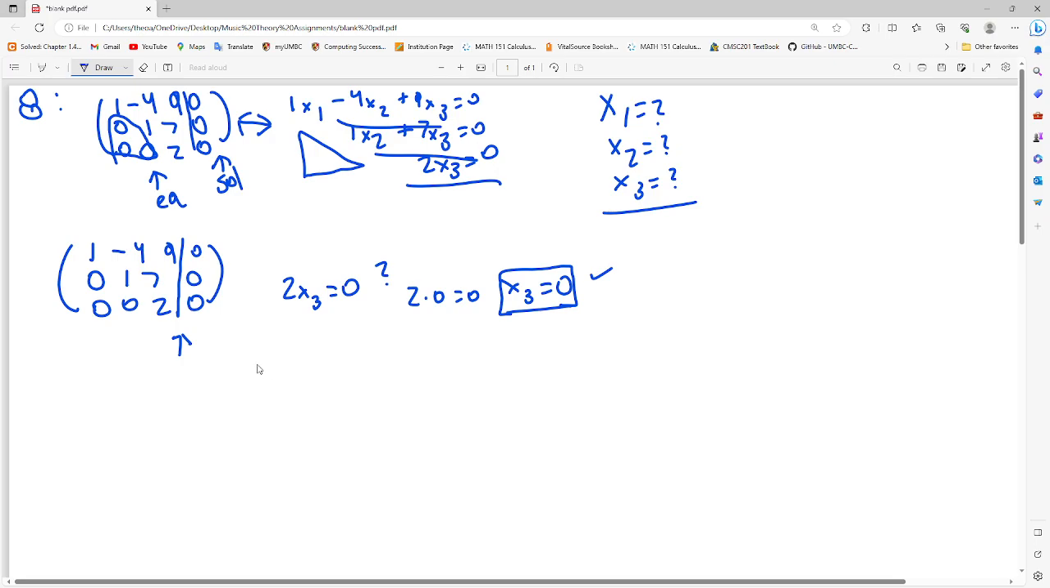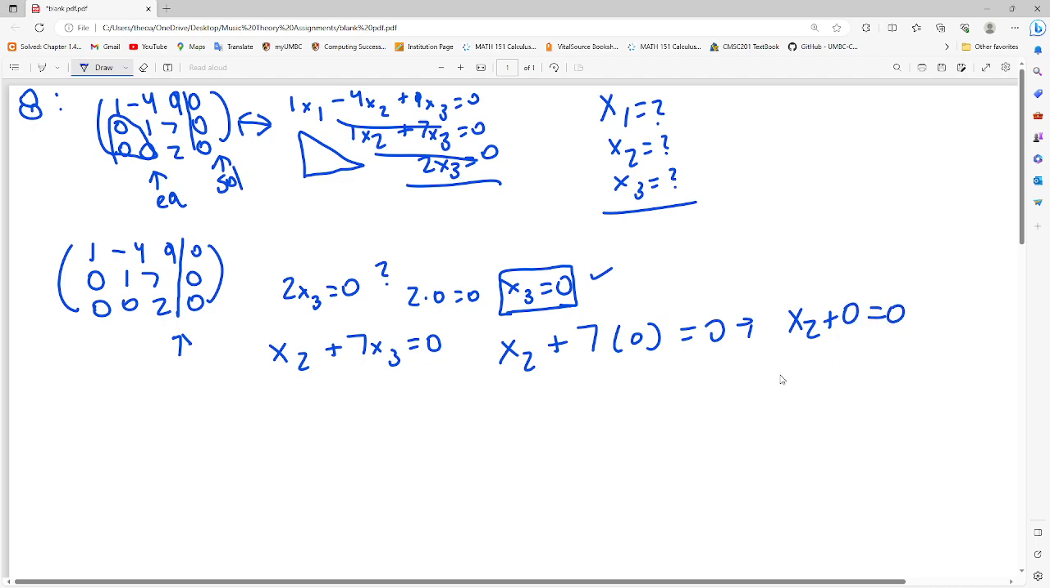So looking at your second problem, you see it says x2 plus 7x3 equals 0. Well, we already described that x3 equals 0, so we can substitute that in. So we get x2 plus 7 times 0, because we said before x3 is equal to 0, equals 0, which means we get x2 plus 0 equals 0. So that means x2 must be equal to 0. Right there.